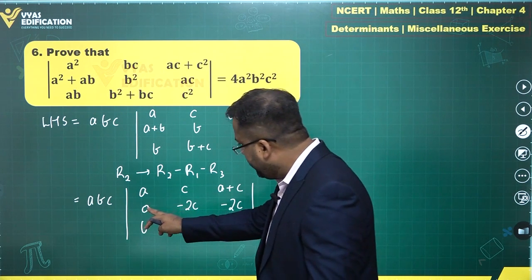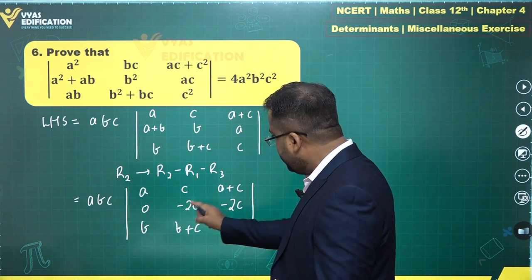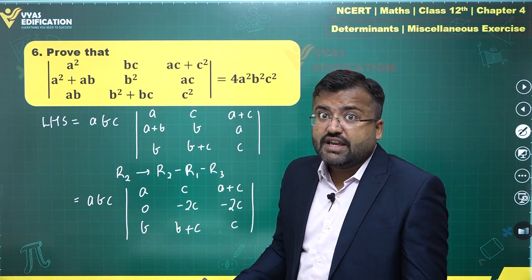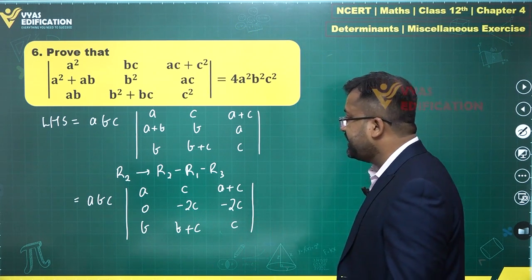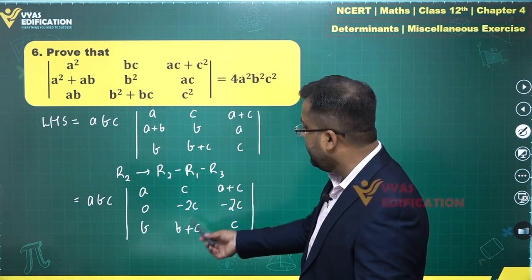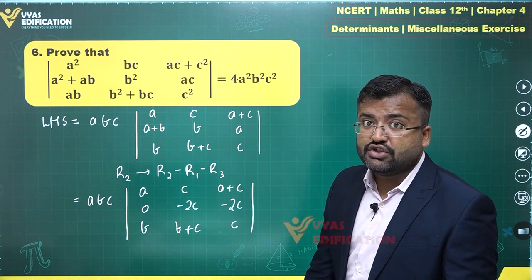Okay, there's a 0 over here, and there are minus 2c lying over here. Can we subtract them to get some more zeros? Yes, we can do that. Let's try to create some more zeros, or alternatively I can expand along this column as well, right? But since we can create more zeros, let's do it.